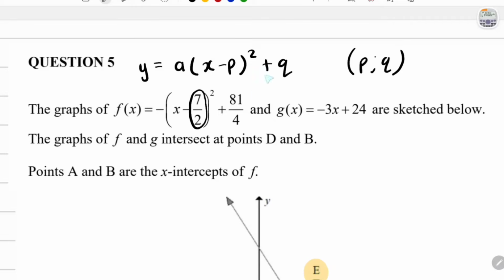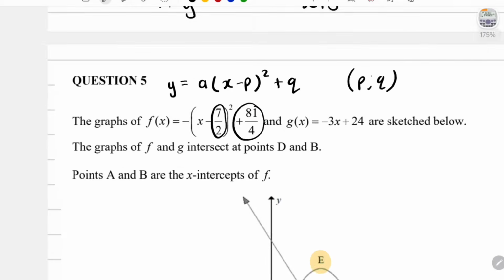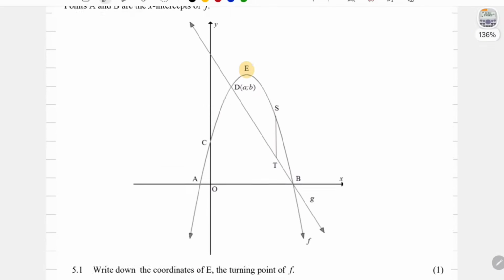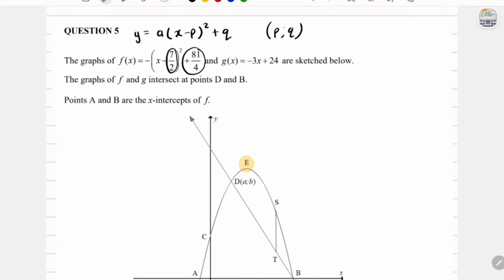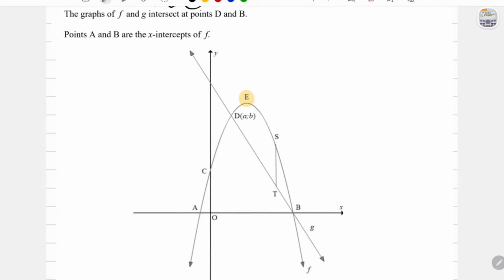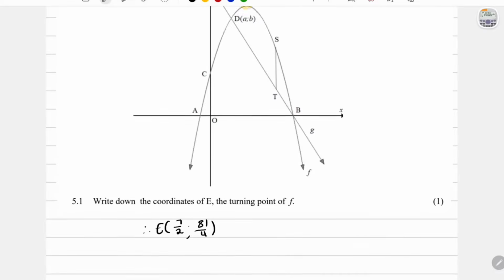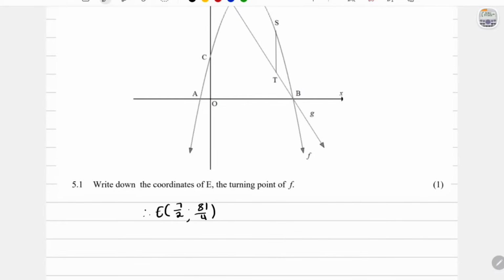And then q is just plus q. So 81 over 4 is your q value there. So our coordinates of the turning point will be those two. So E is going to be 7 over 2 and 81 over 4. That is going to be the coordinates of our turning point. And I'm also just going to include it here as well. Okay, moving on to the next question.